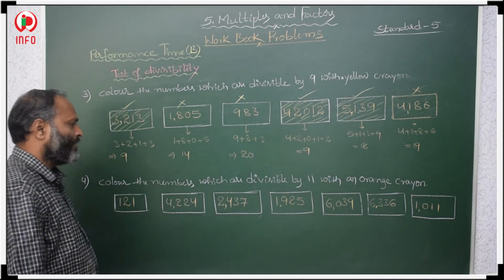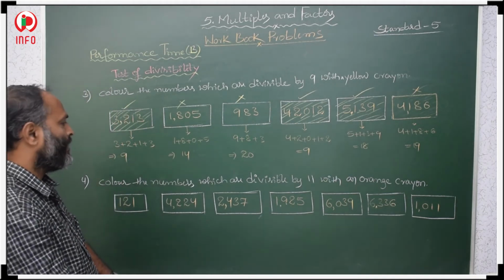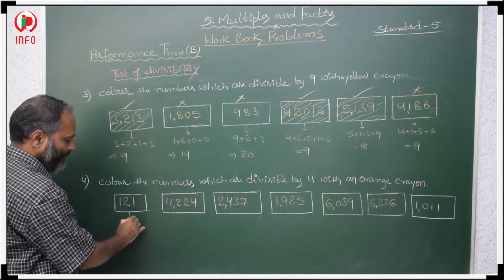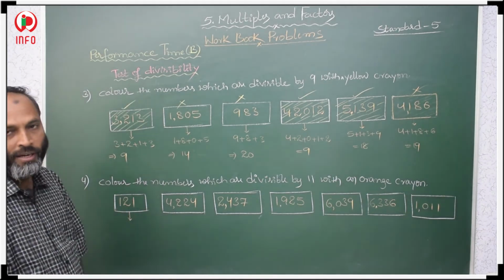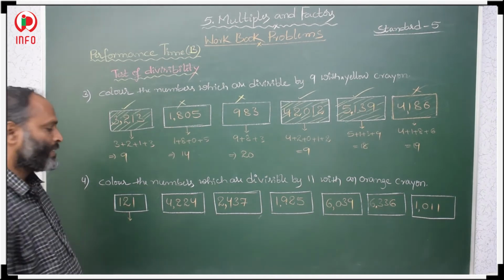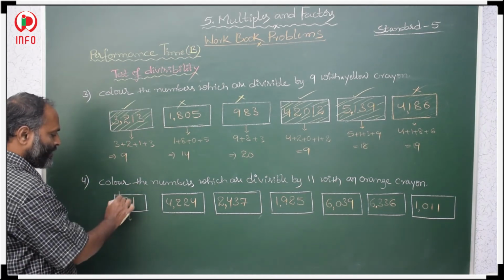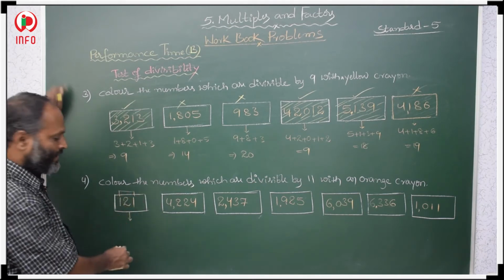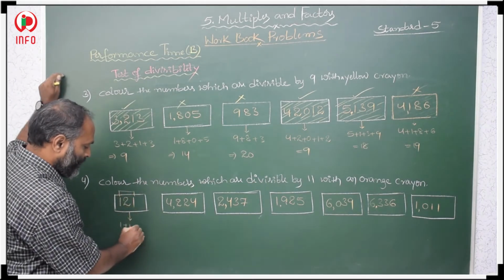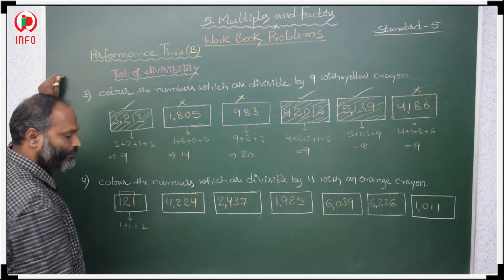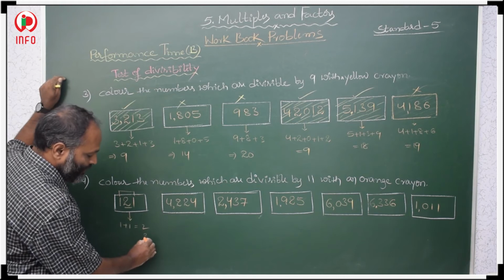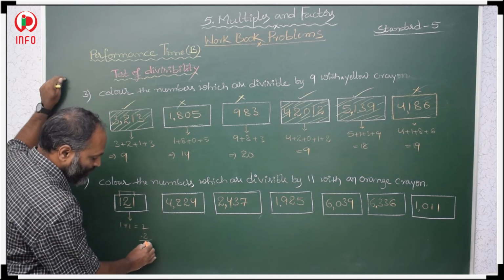Then how do we find whether the given number is divisible by 11 or not? See here. First, we have to find the sum of the odd-place digits and the even-place digits. These are the odd-place digits, first and third. Add the first and third digits, 1 plus 1, which is equal to 2. Here, we have only one even-place digit, that is 2. Then 2 minus 2 is 0.